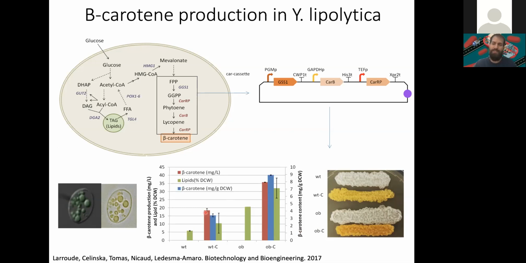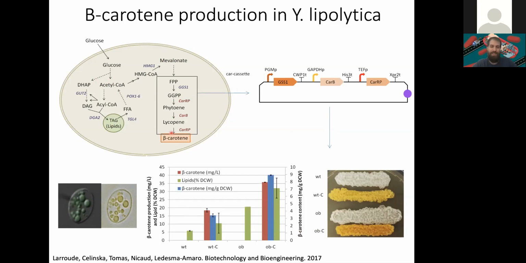This was surprising because, as I said, the two pathways, the lipid pathway and the mevalonate pathway, share acetyl-CoA as a precursor. So what I was expecting at the beginning was that if you have more lipids, you have less acetyl-CoA available to make beta carotene. And that was not the case. And we're still trying to understand why this is the case.